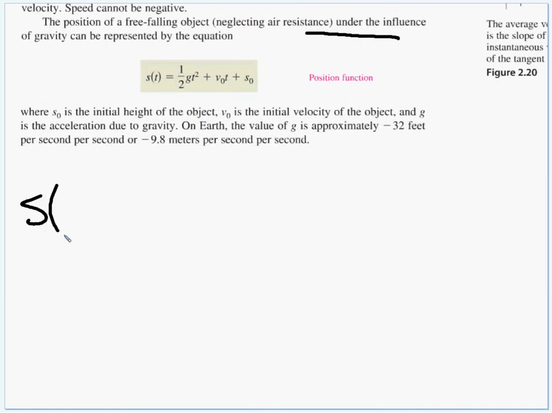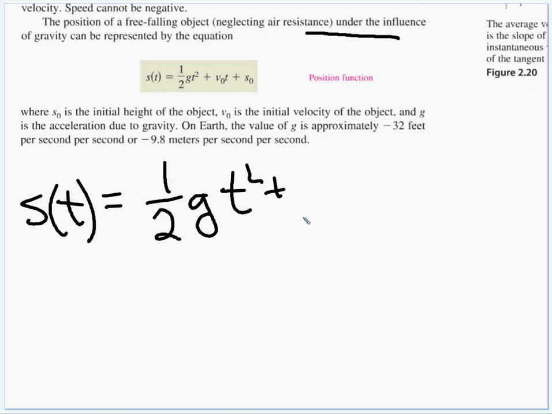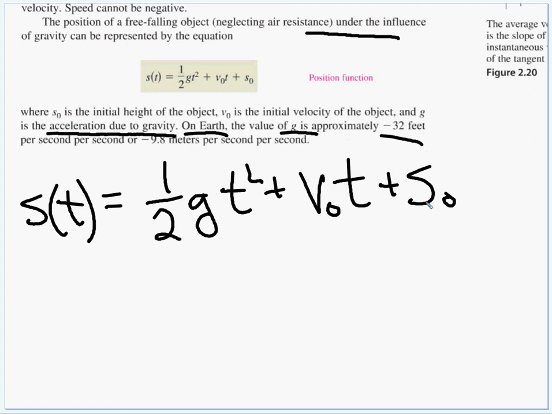So s of t, your position above the ground, is 1/2 g times t squared plus v sub 0, this is your initial velocity, times time, plus s sub 0, your initial height. g is the acceleration due to gravity. On Earth, the value of g is approximately negative 32 feet per second squared, or negative 9.8 meters per second squared. We're mostly going to stick to the feet in here.